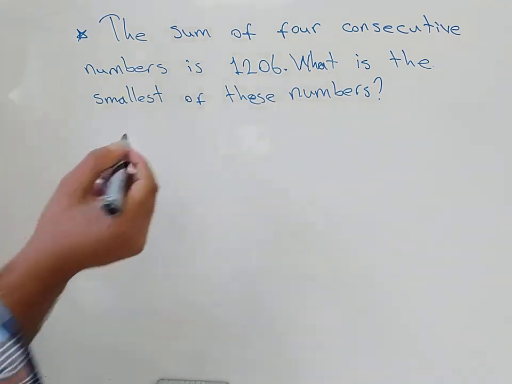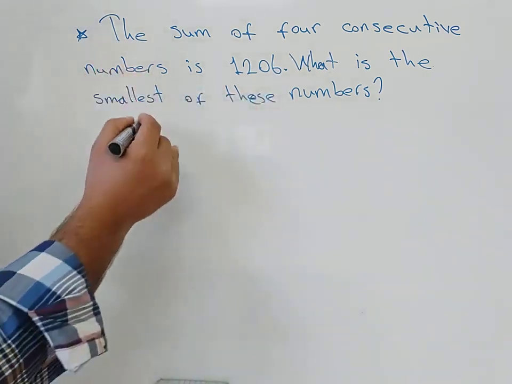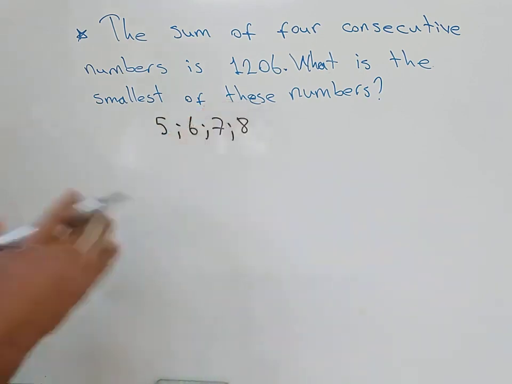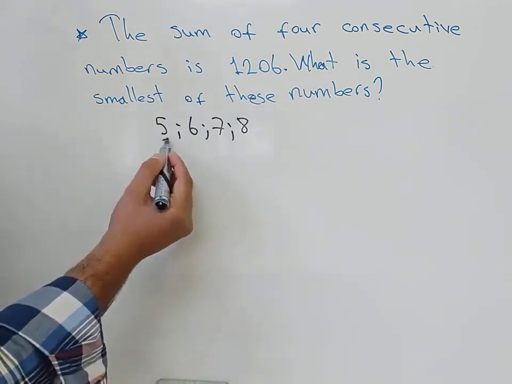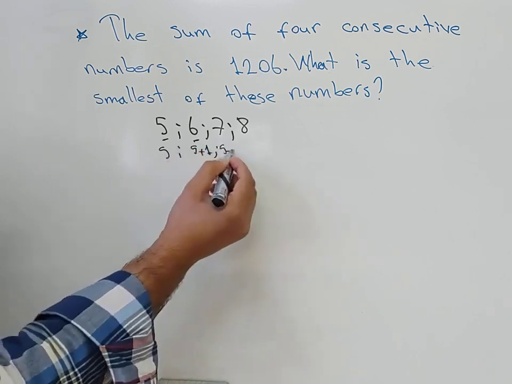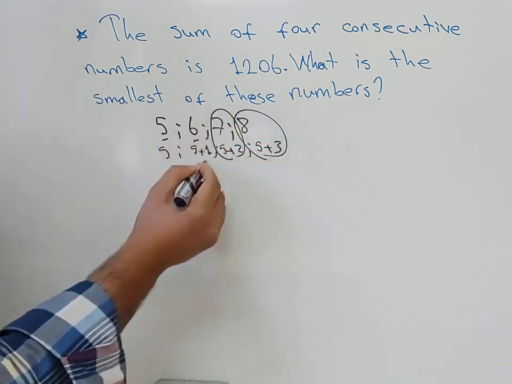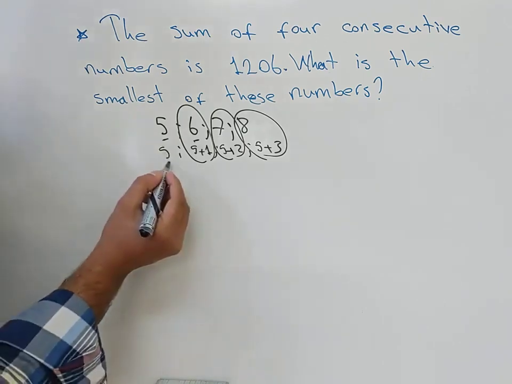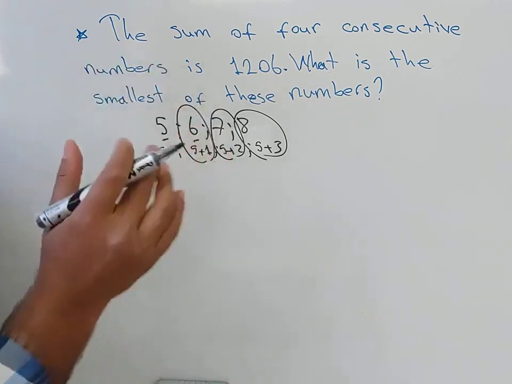First of all, think about any 4 consecutive numbers. Let's say 5, 6, 7, 8. I'm giving an example. If this is 5, then this one is going to be 5 plus 1, this is going to be 5 plus 2, and this is going to be 5 plus 3, right? Look there. So now what you need to do is take 5 out and put any letter, because we don't know what that number is. We are going to try to find it out.